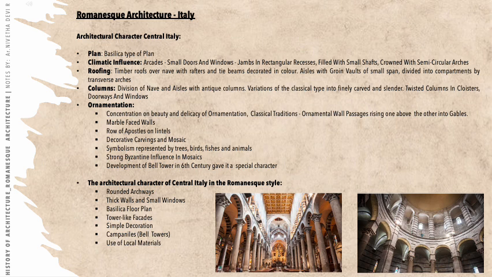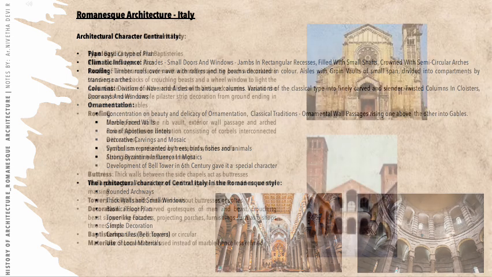Ornamentation. Concentration on beauty and delicacy of ornamentation. Classical traditions: ornamental wall passages rising one above the other into gables. Marble-faced walls. Row of apostles on lintels. Decorative carvings and mosaic. Symbolism represented by trees, birds, fishes and animals. Strong Byzantine influence in mosaics. Development of bell tower in the 6th century gave it a special character.